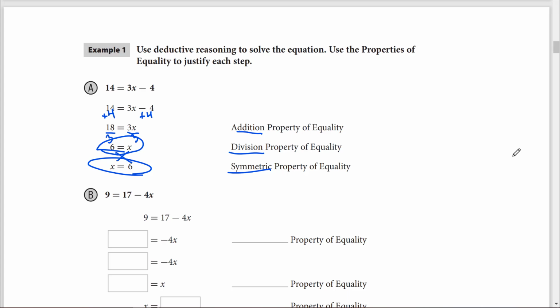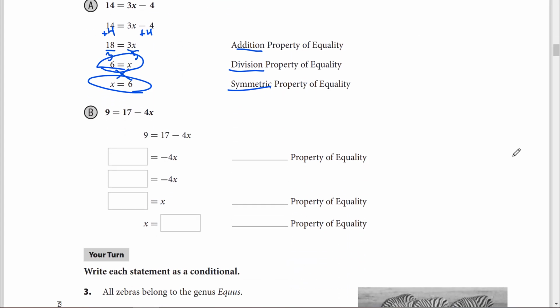Let's try example B together. So we've got our formula. Our first step to solve this would be to do PEMDAS. You guys are all familiar with PEMDAS, our order of operations. But when we're solving an equation, moving something from one side to the other, we're going to do it in reverse. So we start with any subtraction or addition. Well, I can subtract that 17. So I'm using the subtraction property.